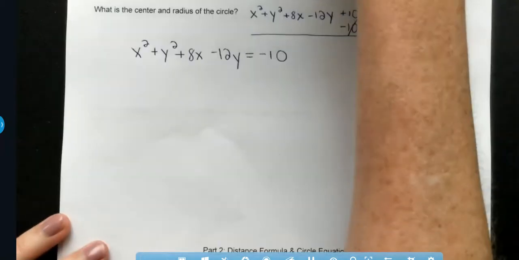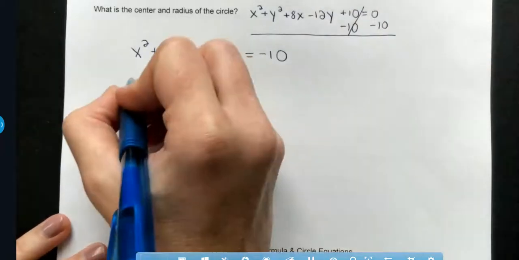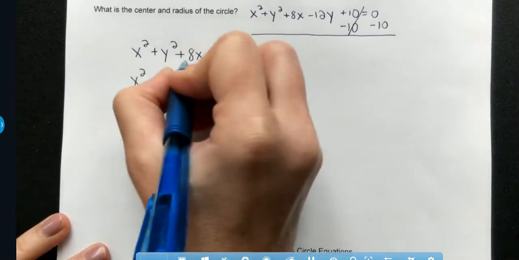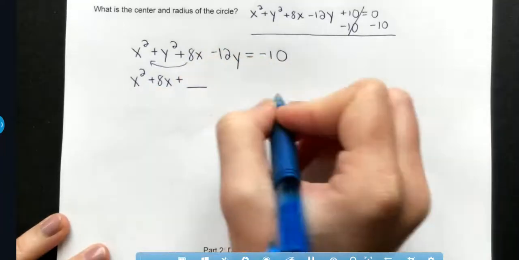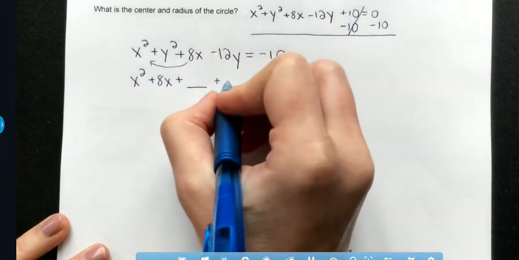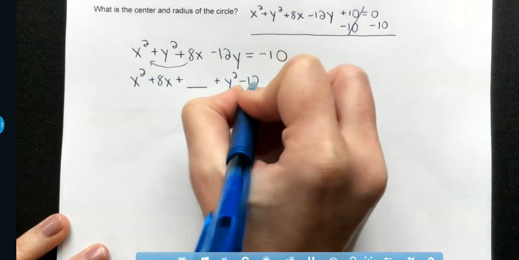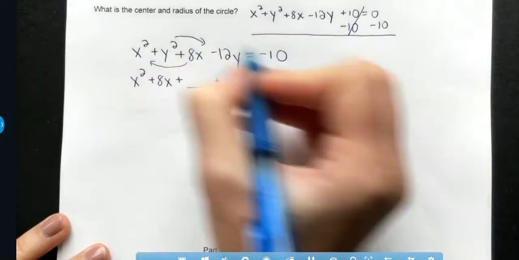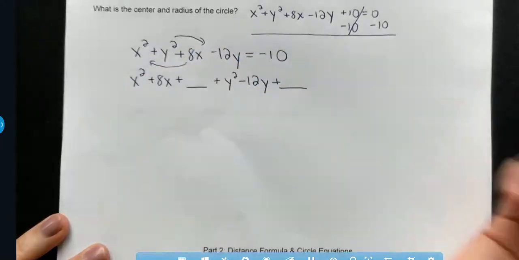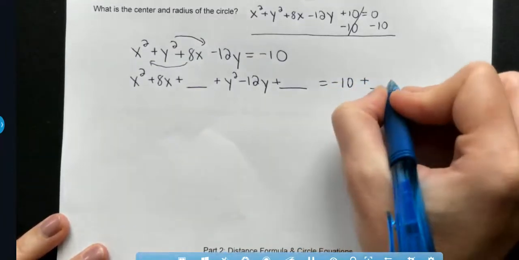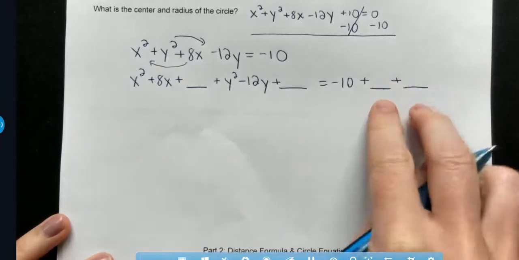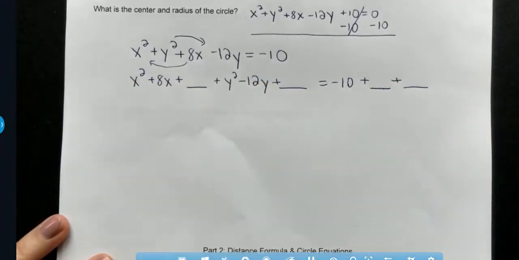Alright, now I got to rearrange the terms to put the x's together and the y's together and add some blanks because we're going to be completing the square. So after the x squared, I'm going to move the 8x over there because they're in the same group, and I'm going to add a blank for when I complete the square. Then I'm going to keep my y's together because they're in the same group, right? And I'm going to add another blank here. Now what I do on one side of the equation I must do to the other. So I added 2 blanks over here because I added 2 blanks here.